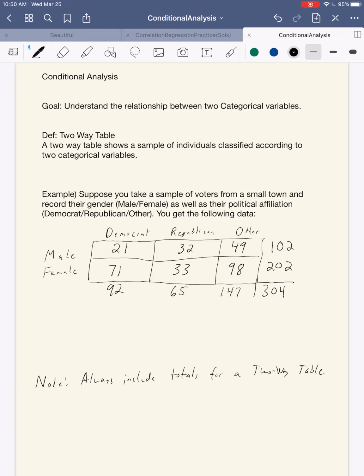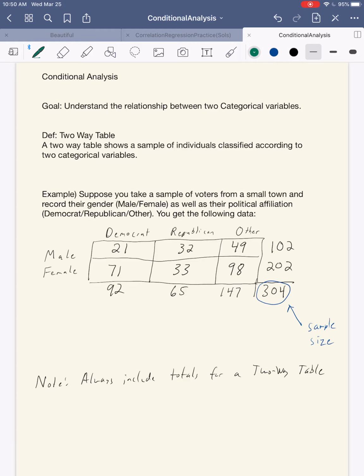Now, let's actually talk about what some of these values mean. Let's actually begin by talking about this guy right here. That 304 is something that we've actually seen before. And it's our table total, but this is also our sample size. This is how many individuals we had in our overall sample. So we had 304 people in our sample, and then we classified those 304 people into their gender and their political affiliation.